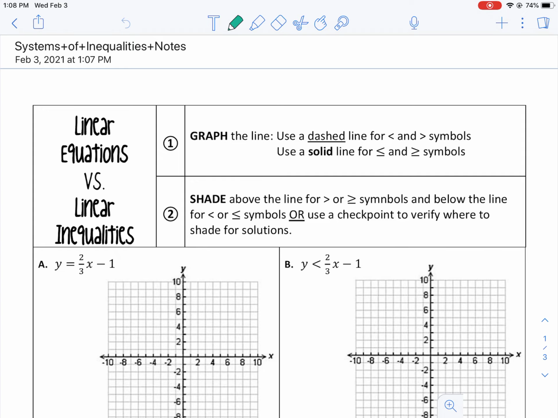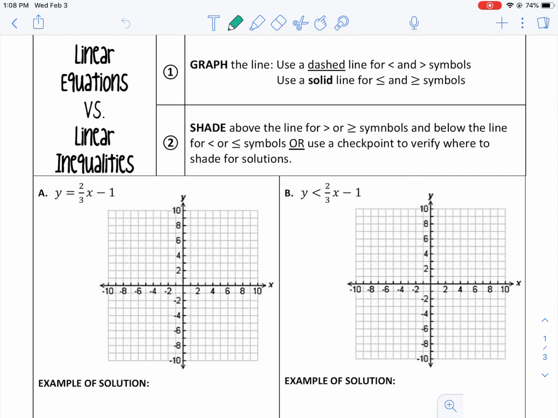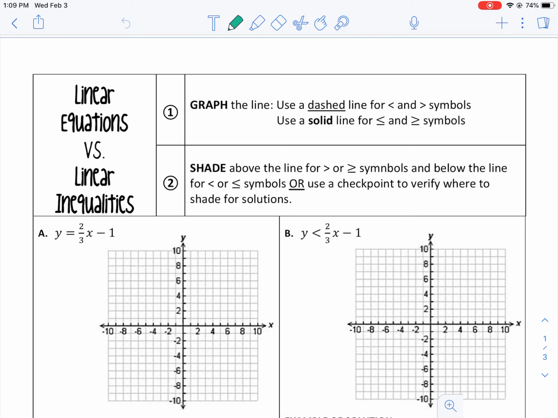In this video, I'm going to be explaining to you guys how to solve and graph systems of linear inequalities. All right. This video is going to be kind of short. We're going to use Desmos to help us as we have been doing with graphing.